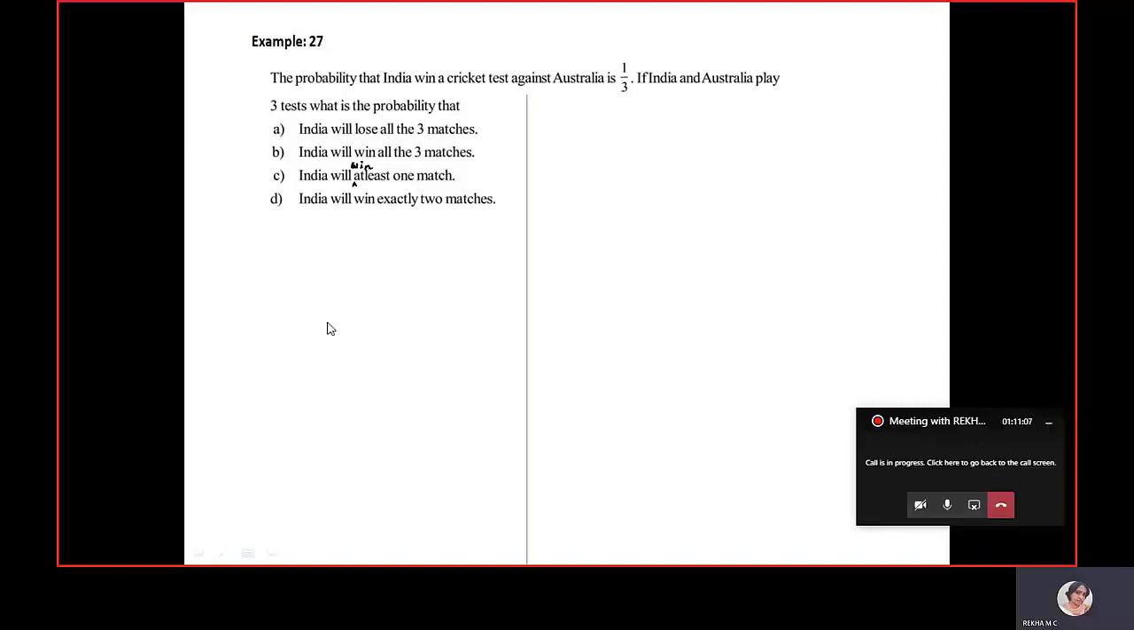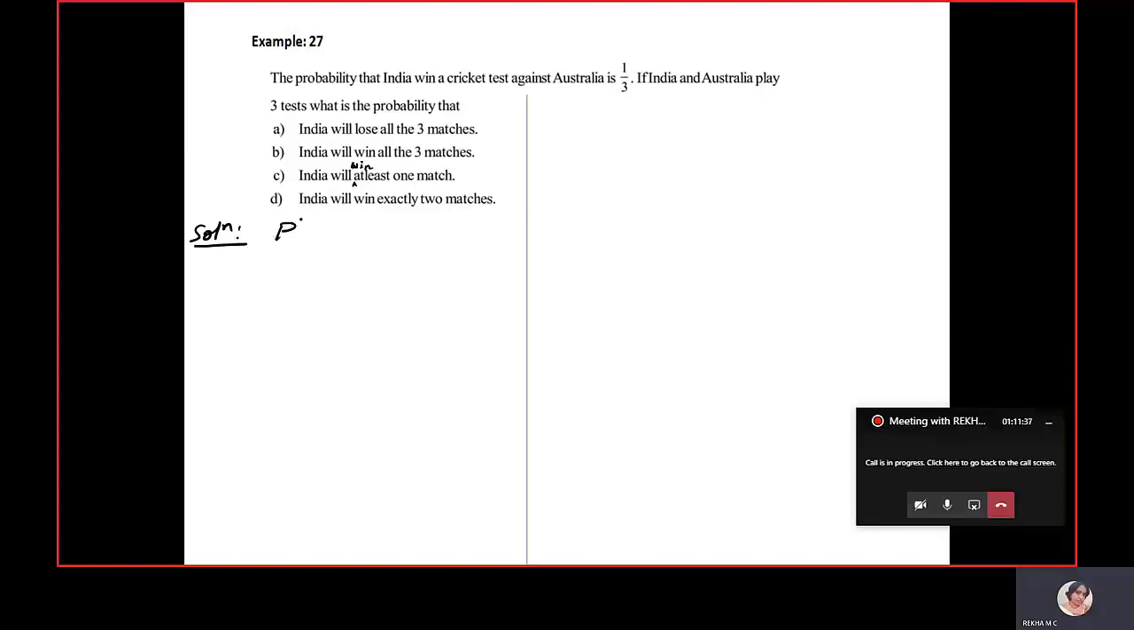The probability that India win a cricket test against Australia is 1/3. If India and Australia play 3 tests, what is the probability that, sub-question A, India will lose all the 3 matches, sub-question B, India will win all the 3 matches, sub-question C, India will win at least 1 match, sub-question D, India will win exactly 2 matches. Solution.